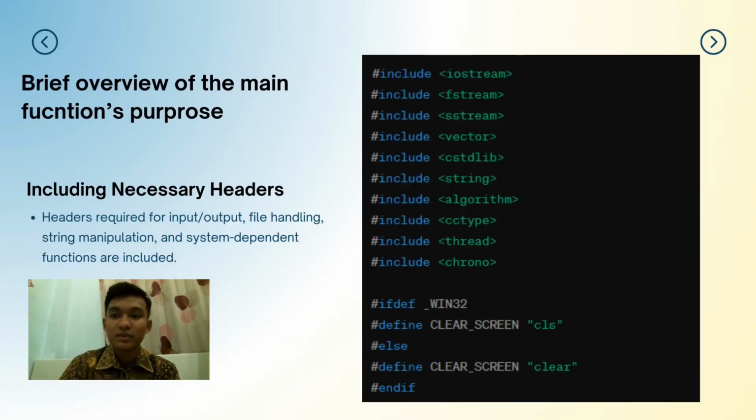Hi, my name is Adib Hassan. I will present a brief overview of the main functions' purposes. The first one is including the necessary headers. As you can see here, all the headers are necessary. Headers are required for input, output, file handling, string manipulation, and system-dependent functions.